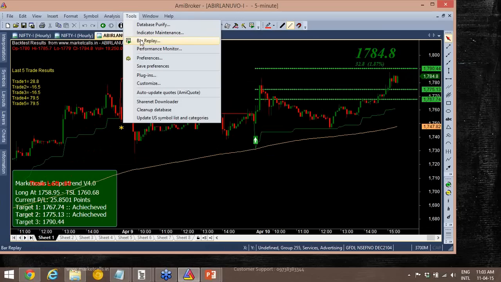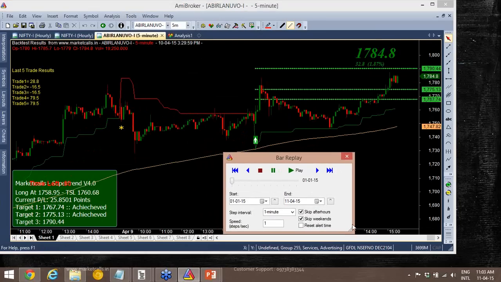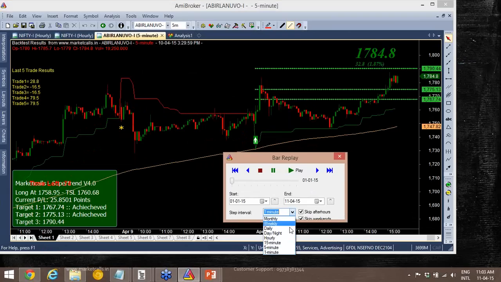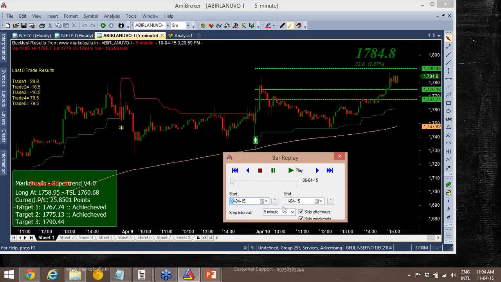There is a feature called bar replay where we can simulate the markets. Earlier people used to scroll the charts and mark the buy and sell signals. Now you can do a bar replay or a simple backtest, so you don't need to paper trade your system or scroll the charts to understand how the system performed in the past. I'll start from April 6th onwards till date, and I just want to run it in a 5-minute time frame.